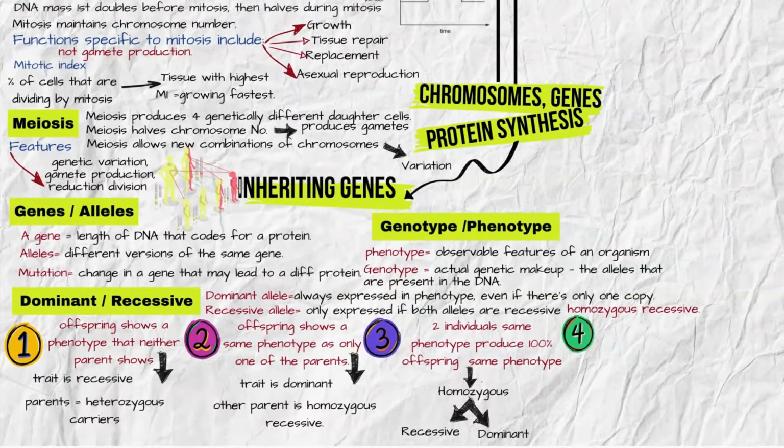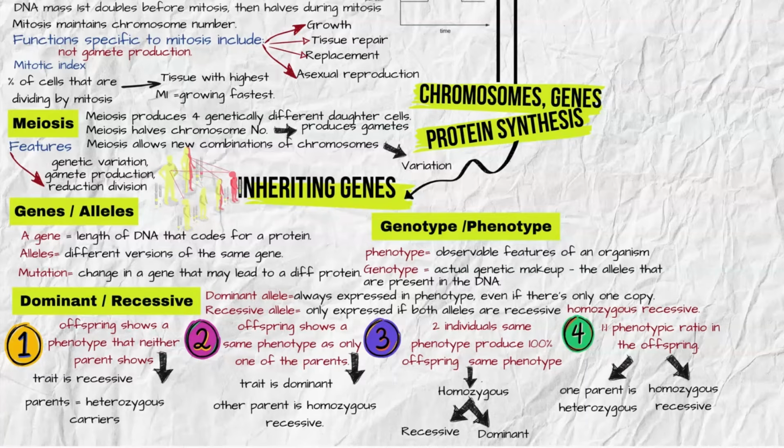Scenario 4. You get a 1-to-1 phenotypic ratio in the offspring. This is a strong clue that one parent is heterozygous and the other is homozygous recessive. Half the offspring get 1 dominant allele and show the trait, and the other half get 2 recessive alleles and don't show it. This kind of cross is called a test cross. It's used to find out whether the dominant-looking parent is heterozygous or not.